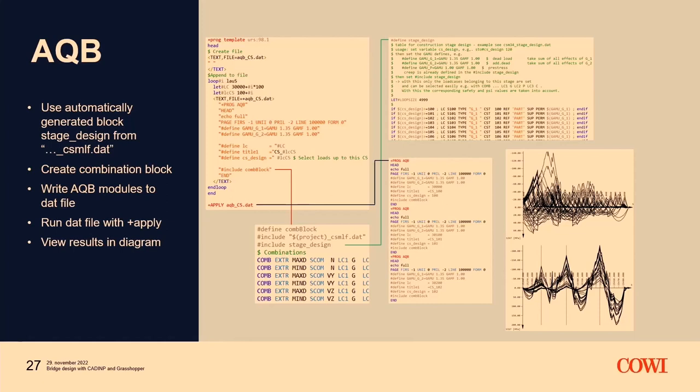For instance, what it contains is this if loop statement that allows you to really easily, within AQB, just select a specific construction stage, and it includes all of the loads that you defined in CSM up to that point within AQB, so that you don't have to copy all of this stuff around and make sure that you're always including the correct loads and the correct variables.